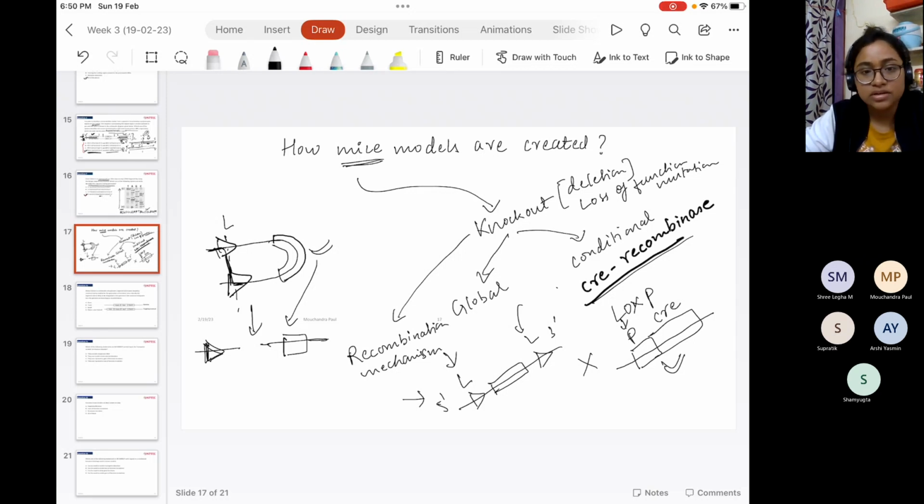I think it will be clear. If anyone has any doubt, please let me know. Maybe I have told something wrong which you may not agree with, or if you have missed any point. Is there anyone like that? Or is it clear to everyone what is happening, and how mice models are created?